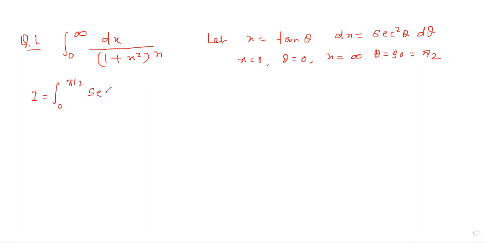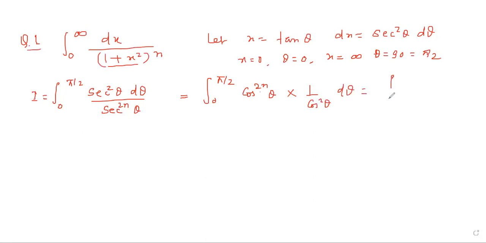This is sec square theta d theta divided by sec power 2n theta, because this is (sec square theta) power n. So we can write it as 0 to pi by 2 cos power 2n theta into 1 upon cos square theta d theta, which will give 0 to pi by 2 cos power 2n minus 2 theta d theta.